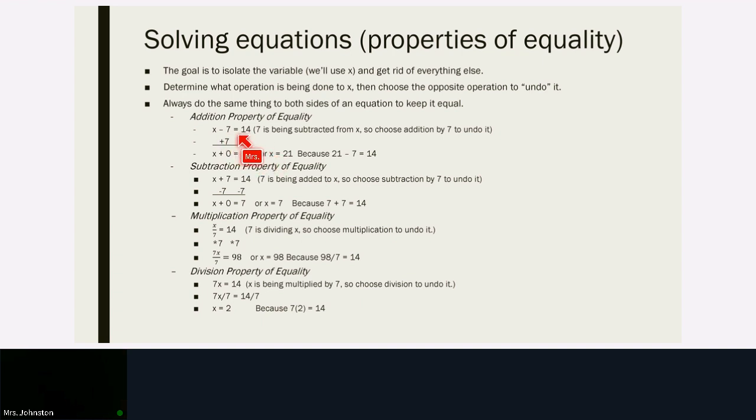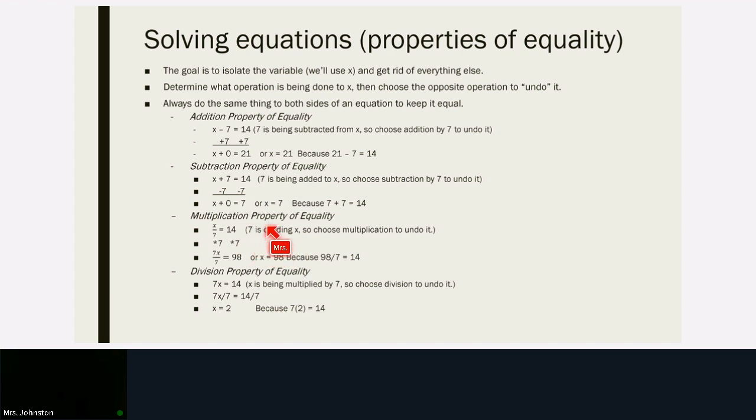So here, x minus 7 equals 14 can be solved by adding 7 to both sides. That will cancel out the negative 7 on the left and make 21 on the right. Same thing is true for the subtraction property of equality. If you see that something's being added to x, you choose the opposite operation, which is subtracting that number. And when you do so, it cancels out on the left, and also on the right, the number adjusts in the same way. So here, x equals 7.